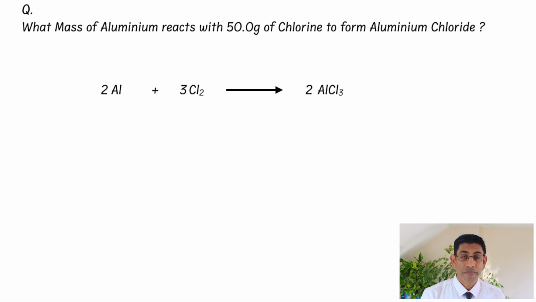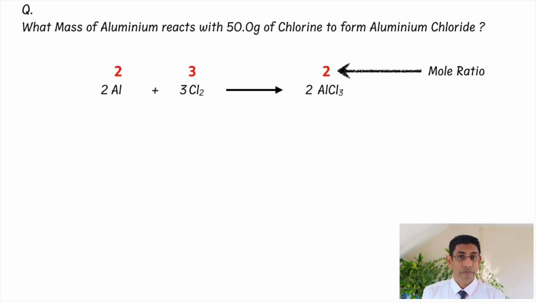So that's the question. Before we start, we need an equation. So aluminium reacts with chlorine to form aluminium chloride. And more importantly, the equation has to be balanced. So the balanced equation shows 2 aluminium react with 3 chlorine to form 2 aluminium chloride. So what are these numbers in front of these elements? 2, 3 and 2. These are the mole ratios of the reactants and the product.